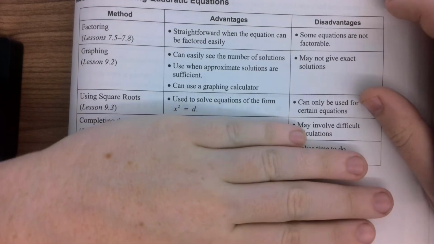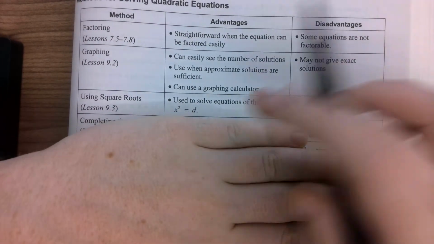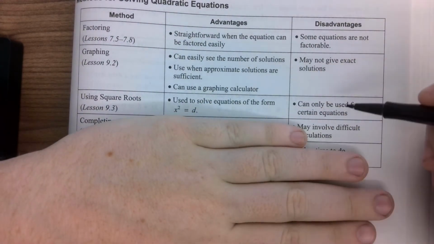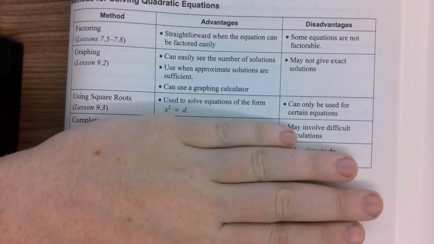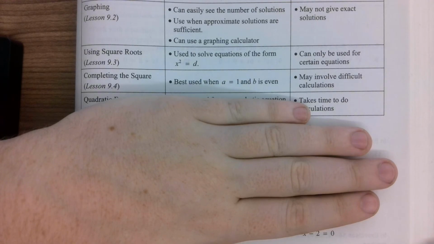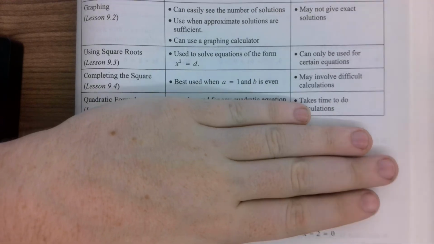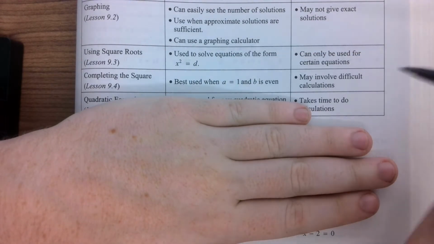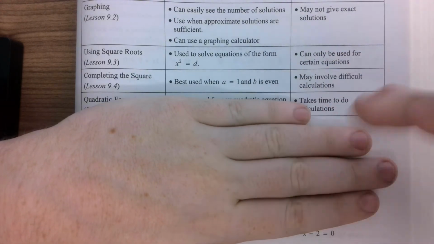You could solve using square roots, like if you know that x squared equals some number, sure, it's easy, but again, it can only be used if your other side is a perfect square. Completing the square, we just talked about in lesson 9.4, and that's best used when you don't have an a value, when your b value is even, but it's kind of tricky to do.